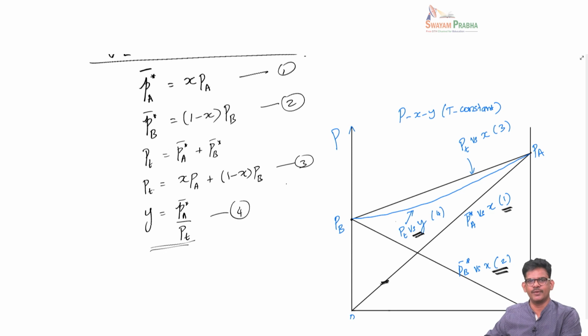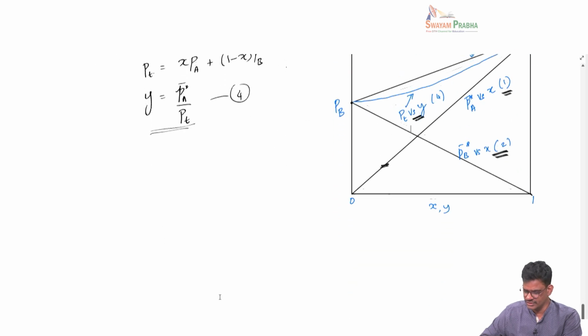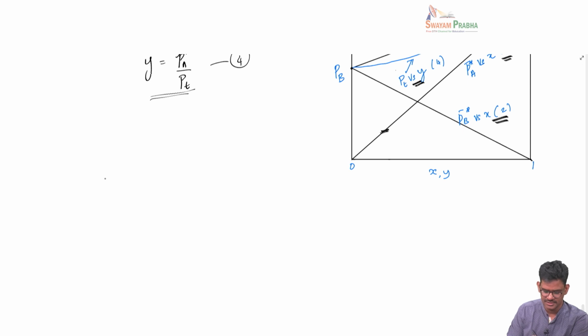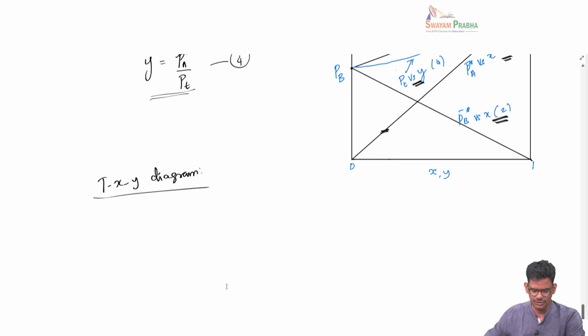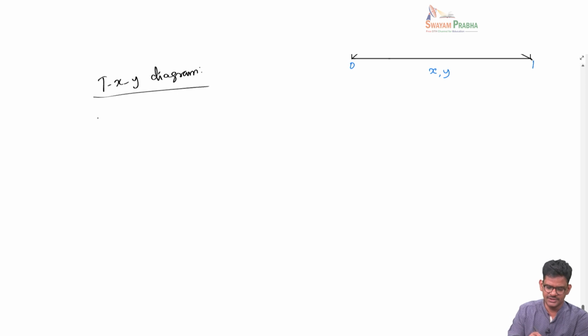So now let's say I want to make a TXY diagram. This is for a PXY where the temperature is held constant. Let's say I want to use Raoult's law and create a TXY diagram. Now we can follow an algorithmic approach. First we fix a pressure, because when you say TXY diagram, pressure is constant.